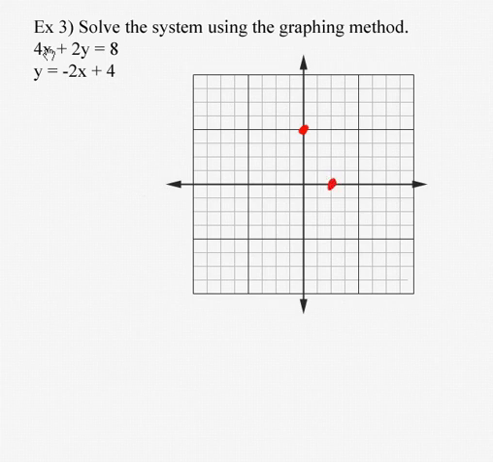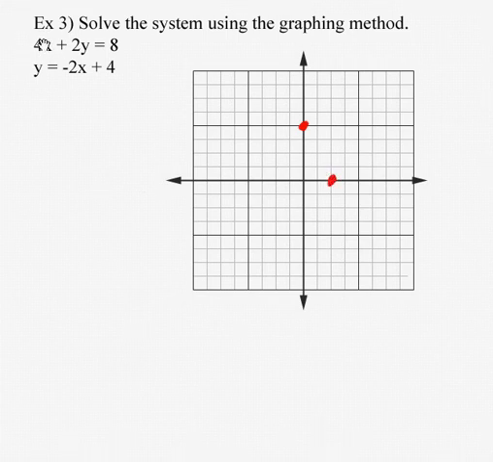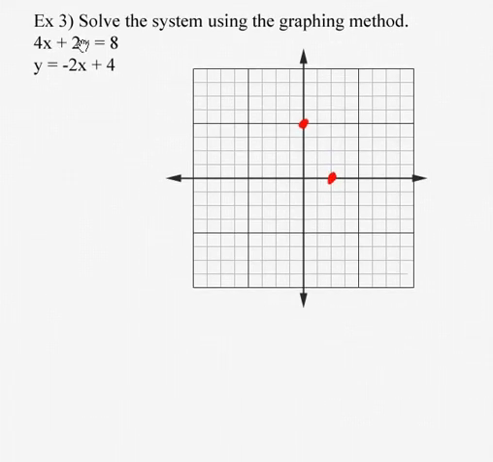So that little shortcut, putting 0 in for x, finding out where it crosses the y-axis, putting in 0 for y, finding out where it crosses the x-axis, that's called graphing using x and y intercepts. So we connect the two dots, and there's our graph. The second line crosses the y-axis at 4, has a slope of negative 2, down 2, right 1. And yes, you can see that those two lines coincide.